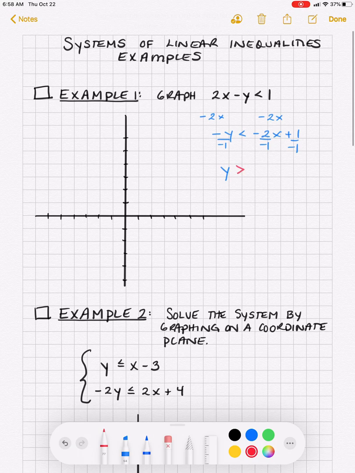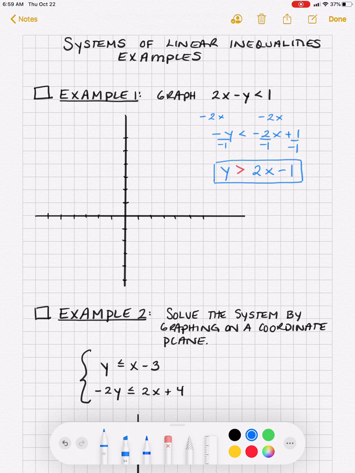So that's going to be one of the bigger things moving forward is just remembering that, because if we don't flip the inequality, we're not going to shade the correct way. Negative 2 divided by negative 1 is positive 2x. 1 divided by negative 1 is minus 1. So this is the inequality that we are shading.